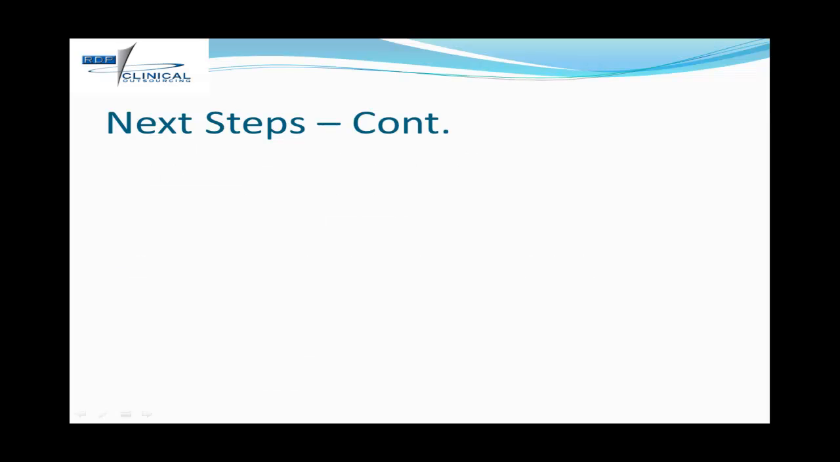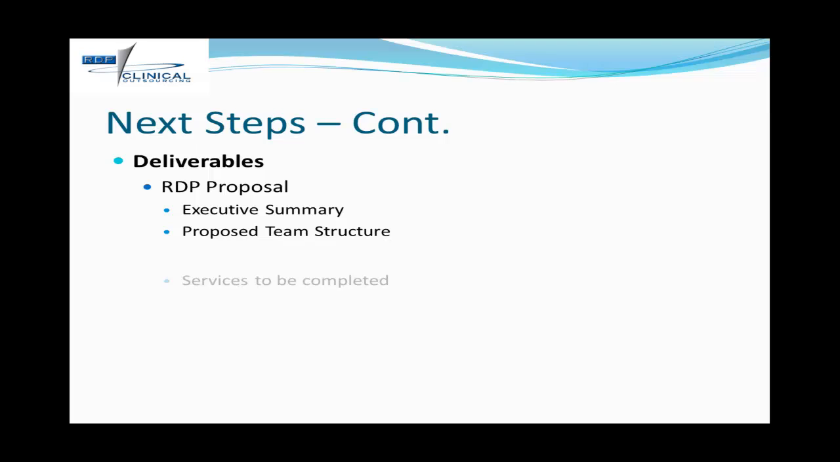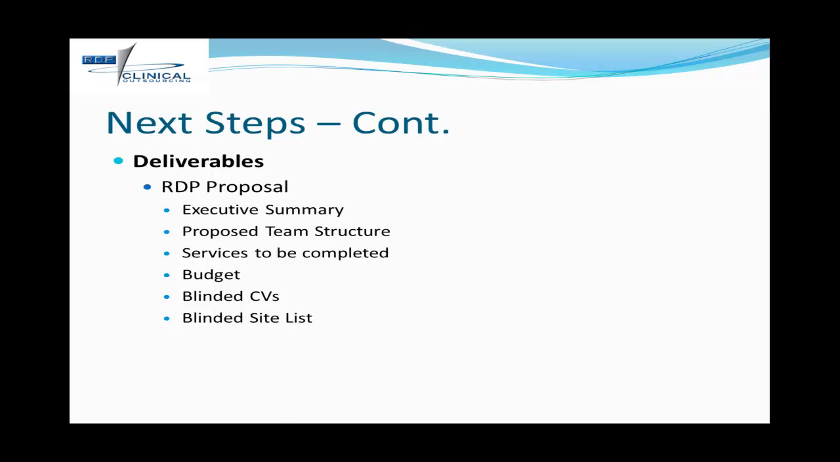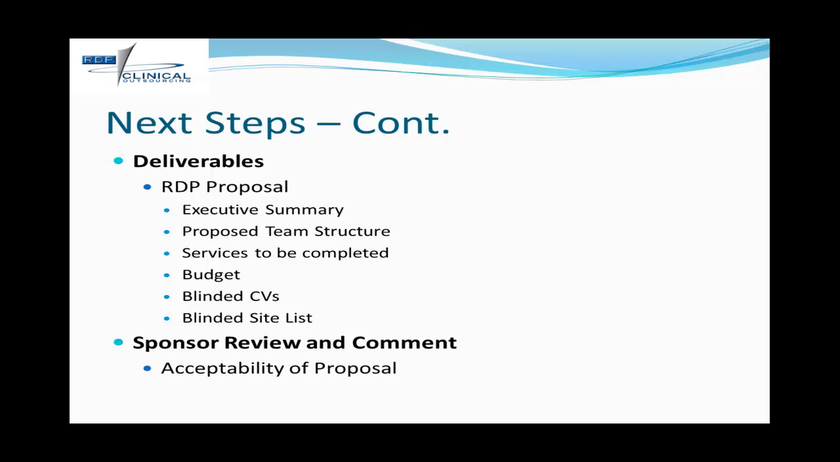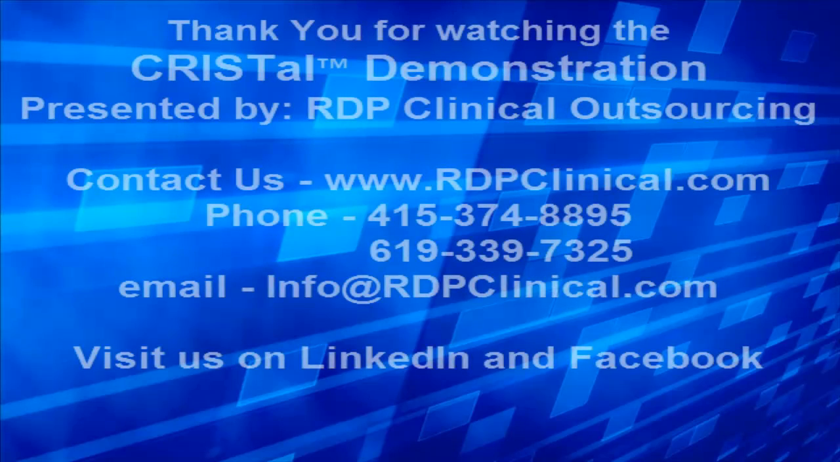Furthering the next steps, RDP would provide deliverables including a proposal with team structure that we would recommend, services to be completed, a forecasted budget, blinded CVs, and a blinded site list for consideration by our sponsor. At that point, we would expect the sponsor to review the information presented and comment on the acceptability of our proposal, as well as any modifications that may be requested. We will do our best to accommodate any suggested changes.